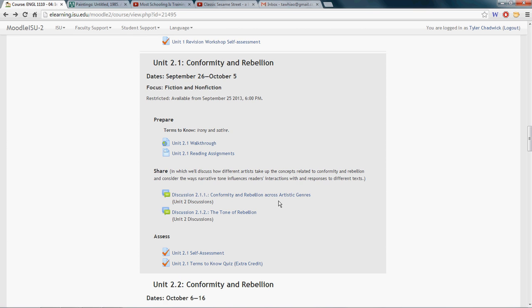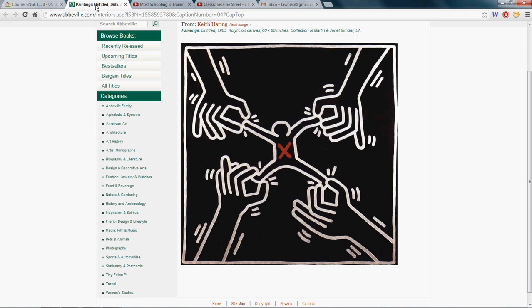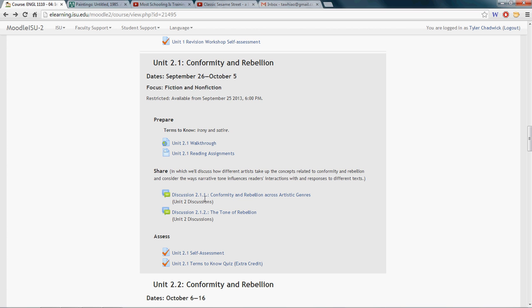In terms of conformity and rebellion across artistic genres, I'll have you look at and respond to this painting by Keith Haring. I want you to keep this in mind. It's also included in your textbook, but that will be the focus and idea that carries through our thematic discussion for the week in discussion 2.1.1. And 2.1.2 will be more of our craft discussion for the week, how tone influences the way that we respond to texts.